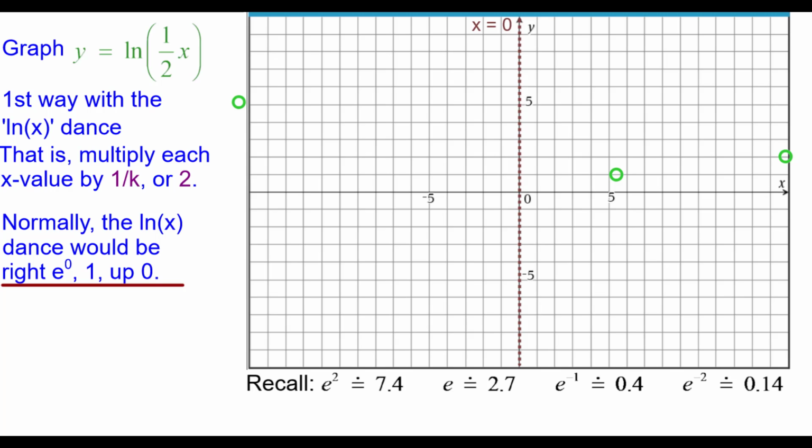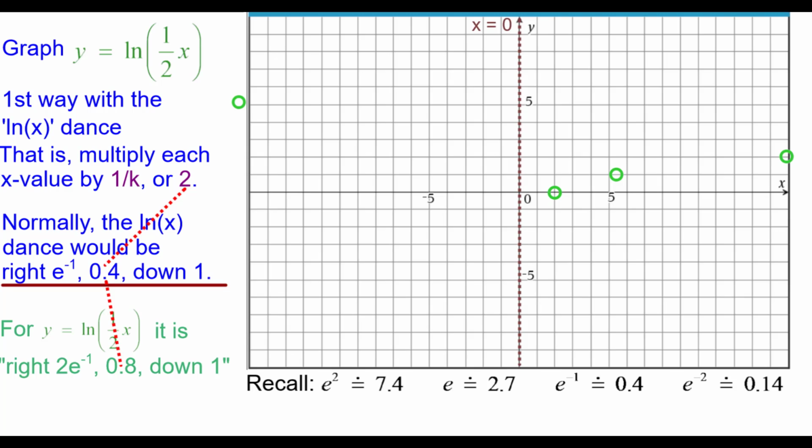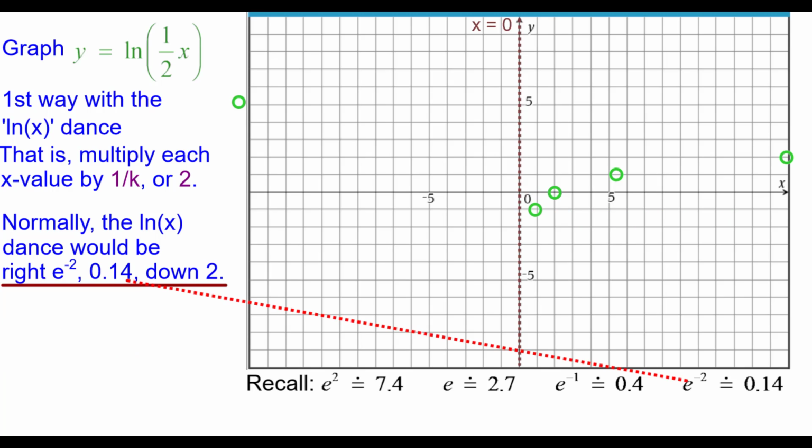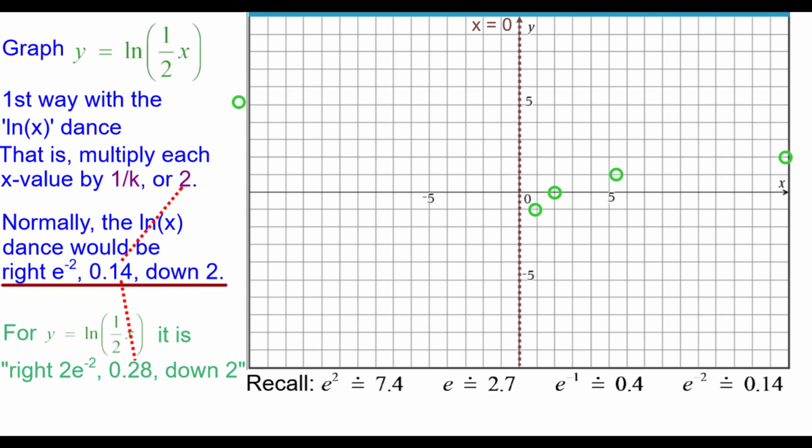Right e to the 0 up 0. In this case, it's going to be right 2 times e to the 0, which is 2 up 0, 2 comma 0. Right e to the negative 1 down 1, but this time it's going to be 2 times e to the negative 1, which is 0.8 down 1. And then right e to the negative 2 down 2 will become 2e to the negative 2, which is about 0.28 down 2.